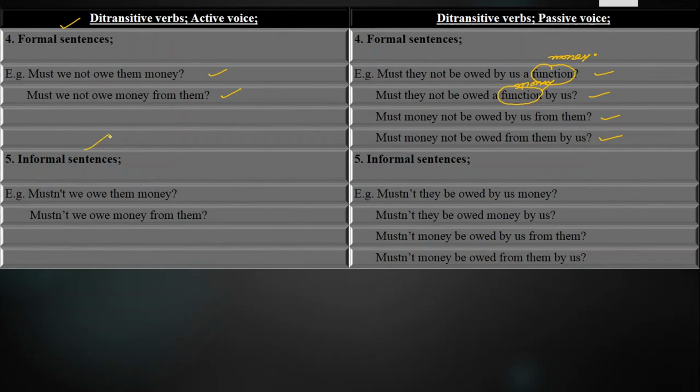Last we have got the informal sentences, those sentences in which we ask questions, deny the statement, and we ask them in an informal way are called informal sentences. We use it with our youngers, juniors, to whom you are close with, and in a friendly atmosphere you will be using it. And the short form of must not is mustn't, and sentences will be as followed. Mustn't we owe them money? Mustn't we owe money from them? Mustn't they be owed by us money? Mustn't they be owed money by us? Mustn't money be owed by us from them, and mustn't money be owed from them by us?